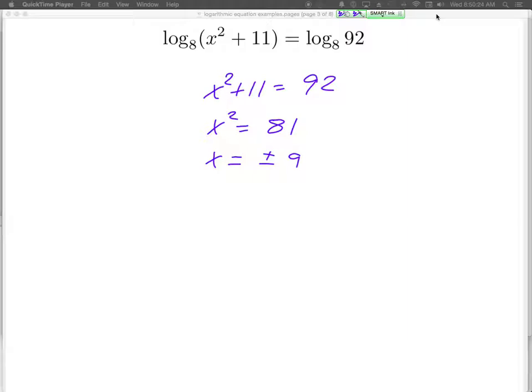So what happens if it doesn't like it? Then I wouldn't like the negative 9. So you would just say my answer is just positive 9. And we'll see one of those here in a second.